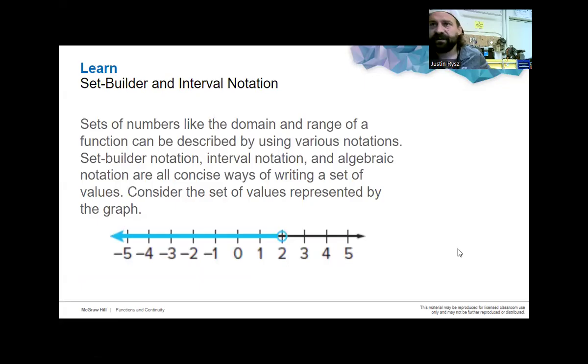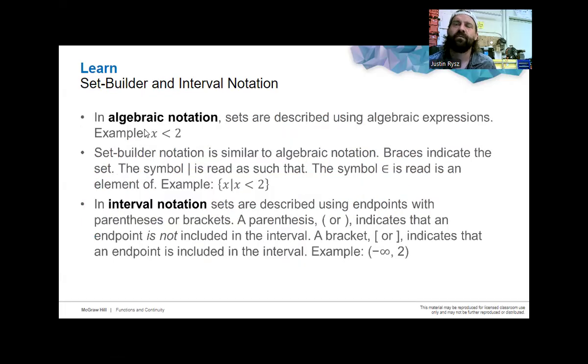Okay. Last thing we got to talk about here is set builder notation. So when we're looking at the domain and range, there's a couple ways that we can represent those as expressions. We can consider the values of this graph here. The values of this graph would be any number less than 2, not including 2. So what we can do is write this in algebraic notation, and honestly, this is what you guys are probably used to. You'd say x is less than 2, not less than or equal to. x is less than 2.